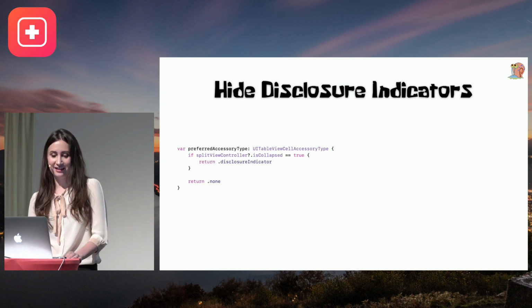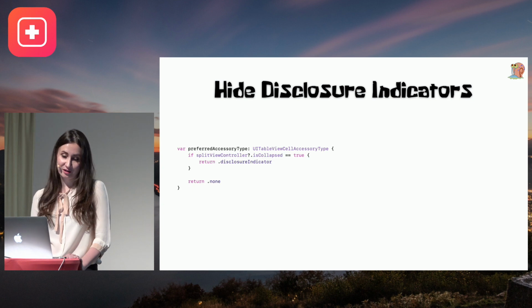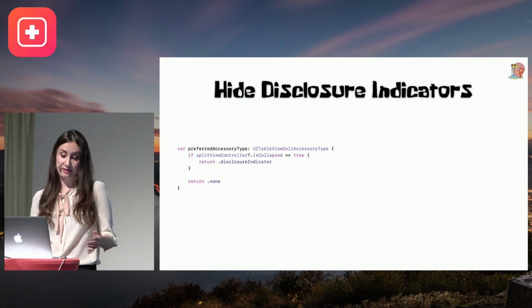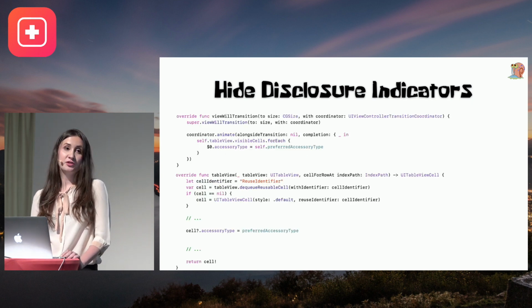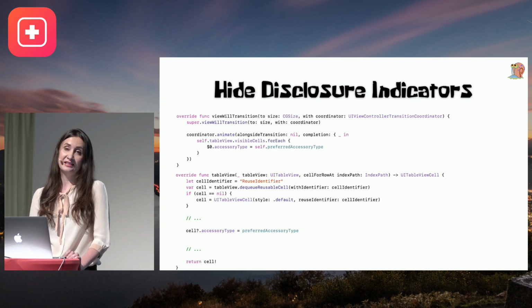So here we're going to have a computed variable for the preferred accessory type. If it's collapsed, we want the disclosure indicator. Otherwise, we want nothing. I'm going to need to hide that disclosure indicator. We're going to do it in 2 places. We're going to do it when view will transition to size, and we're going to do it in table view cell for row at index path.